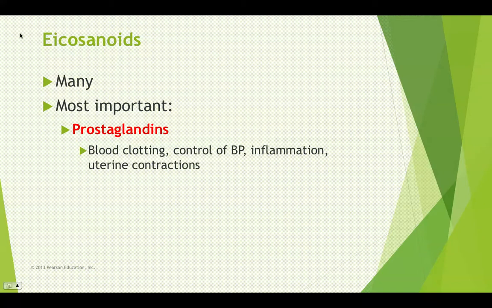And then finally, the fourth major type of lipid would be the eicosanoids. There are many of them. Just keep in mind this word is one of the types of lipids, and the major one is called the prostaglandins. We'll come back to talking about prostaglandins later, particularly when we get to the reproductive system. Later we'll talk about blood clotting, control of blood pressure, inflammation, and uterine contractions. Keep in mind, prostaglandins are actually active in all of these processes: blood clotting, control of blood pressure, inflammation, and uterine contractions. That's where I'll bring up prostaglandins later.